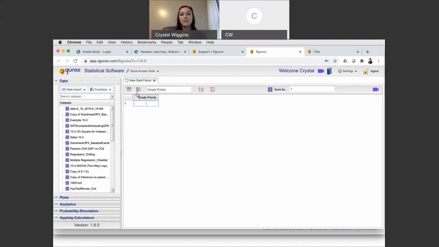So my grade points, we had 4 classes in our chart. So I'm going to put 4 rows. Again, I add a row by clicking this button here. See if I hover over that button, it does pop up with a little window reminding me what the button does. Double click in a cell in order to type.